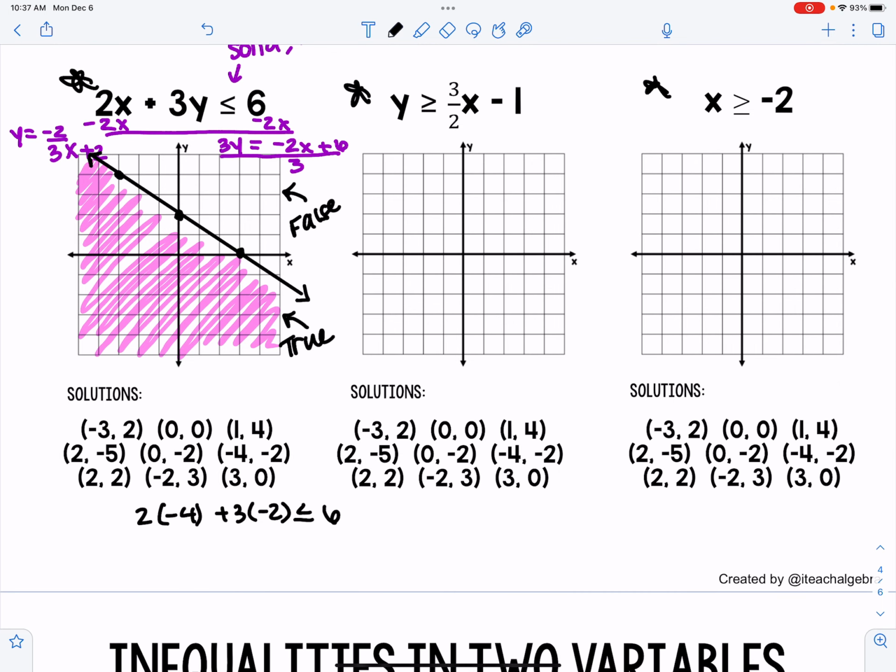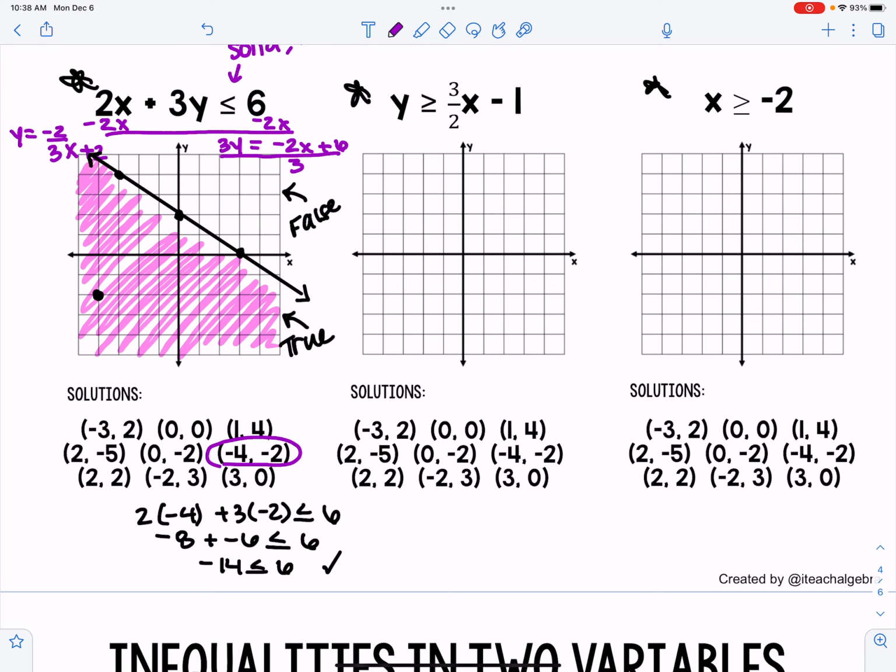All right, so 2 times -4 is -8, and 3 times -2 is -6. All right, -8 plus -6 is -14, which is less than or equal to 6. So that is a true statement, which means that should be a part of our shaded area. So -4, -2. And yes, it is a part of our shaded area. So that is one of our solutions. All right, so I know I've shaded it correctly. I've got one of my solutions. I'm going to keep going now.